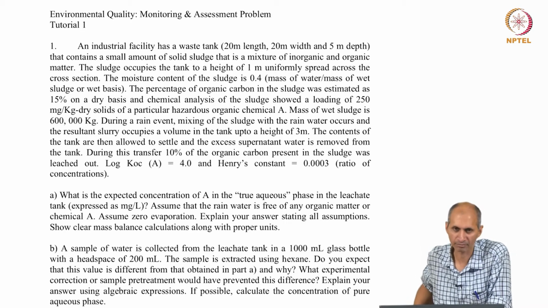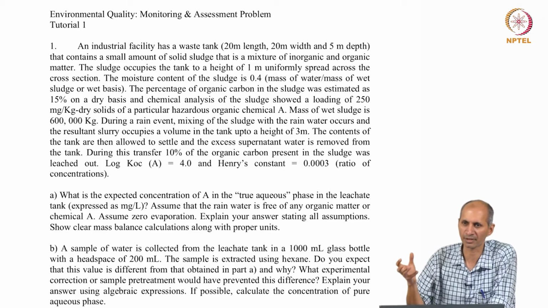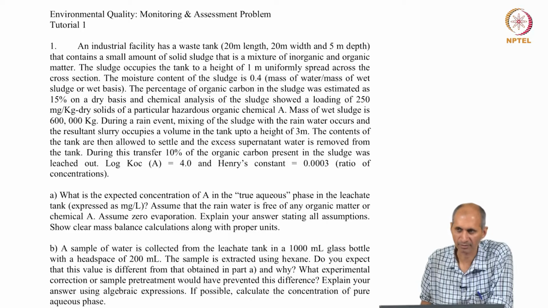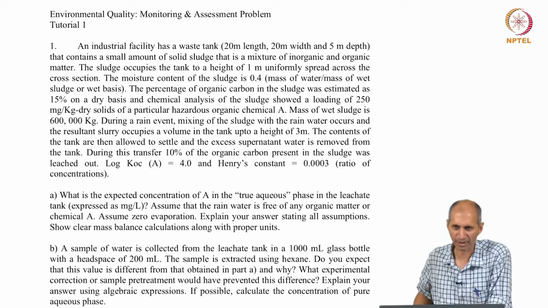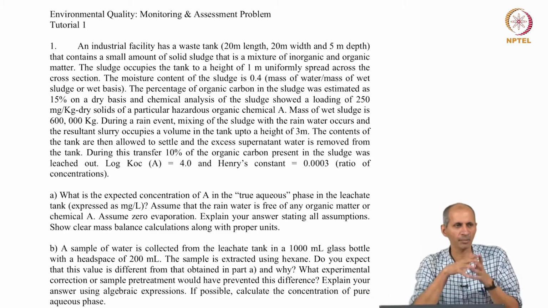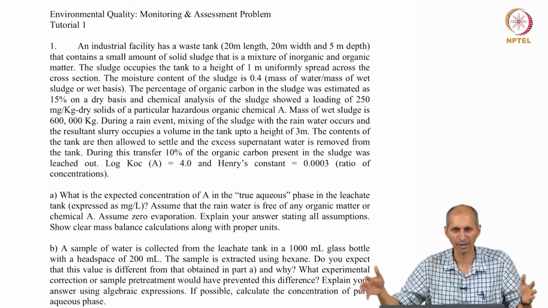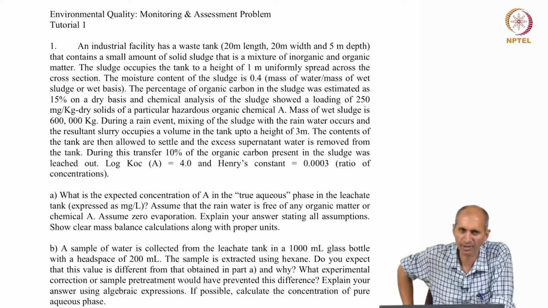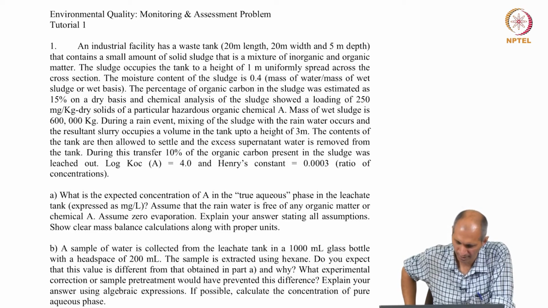It contains a small amount of solid sludge. Solid sludge means it is water plus solids, a mixture of inorganic and organic components. The sludge occupies about 1 meter of the tank, uniformly spread across. Imagine mud: if you dump mud into a tank, it will occupy some region at the bottom. The moisture content of the sludge is 0.4. The percentage of organic carbon in the sludge was estimated as 15% dry basis, which is 0.15.